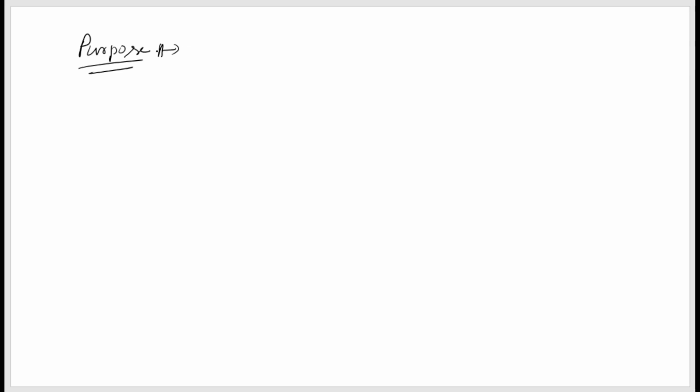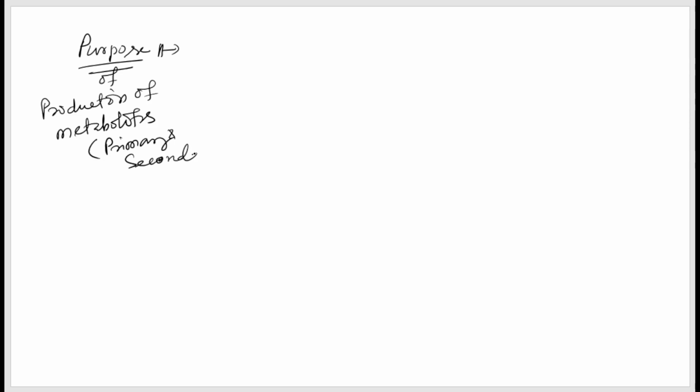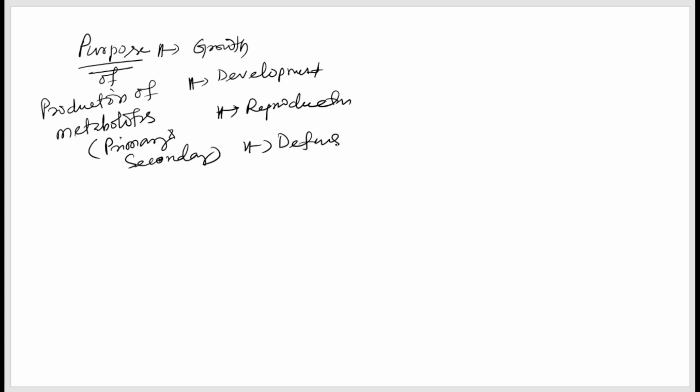There are different purposes for the production of metabolites, whether primary or secondary. There are n number of purposes, but we will mention very few here: growth, development, reproduction, defense, thermal regulation, and pigmentation.